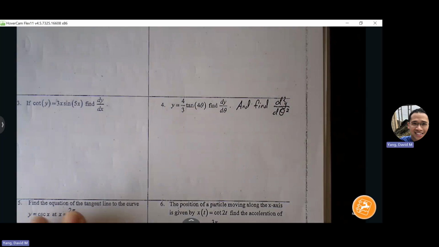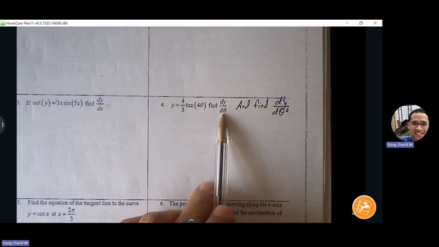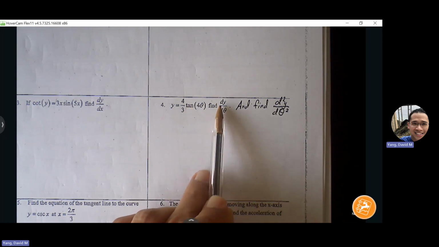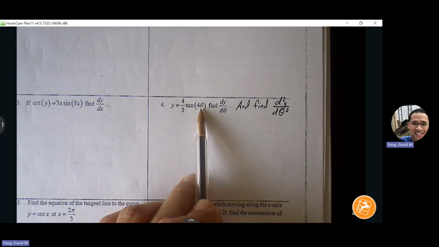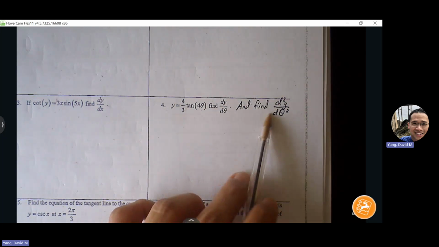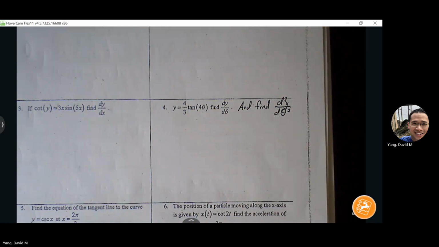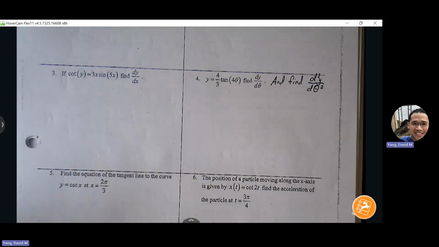Okay, number 4. It says dy d theta. That means the same thing as dy dx. It just means I want to find the derivative of y with respect to theta. It tells us that we have a new independent variable, theta instead of x, but it's the same process. We find the derivative. But I want to do something else. We're also going to find the second derivative as well. Once we find the derivative, we can see what we can do to move to the second derivative.